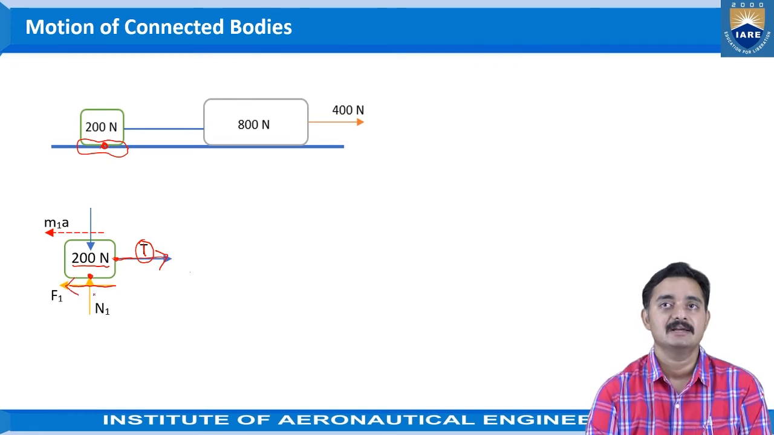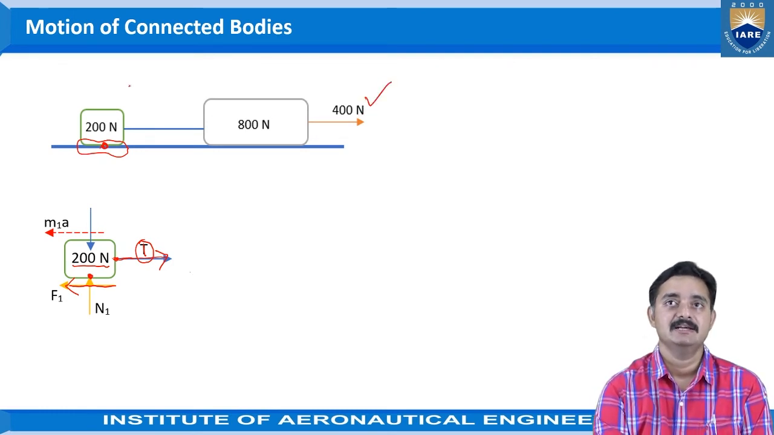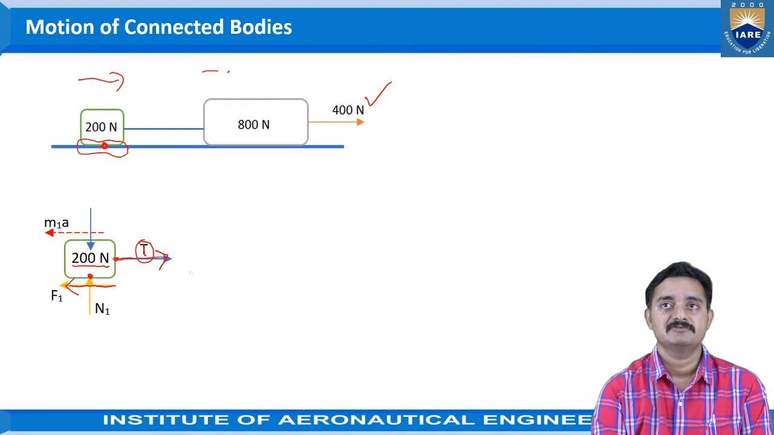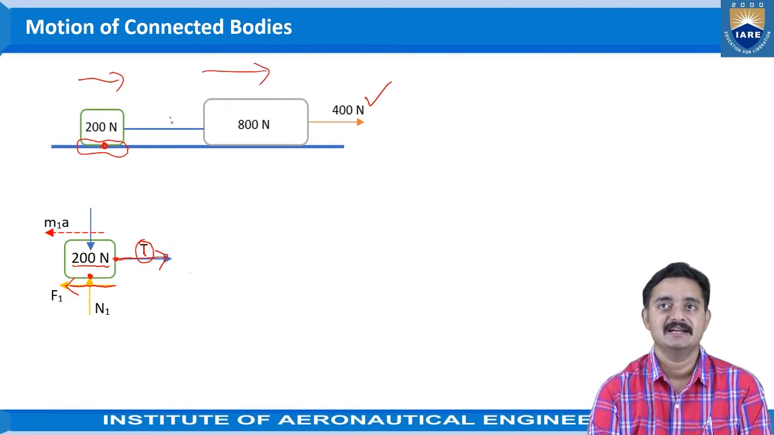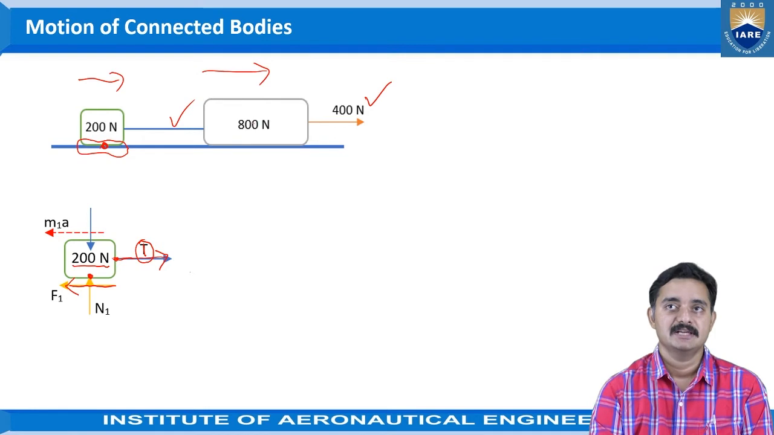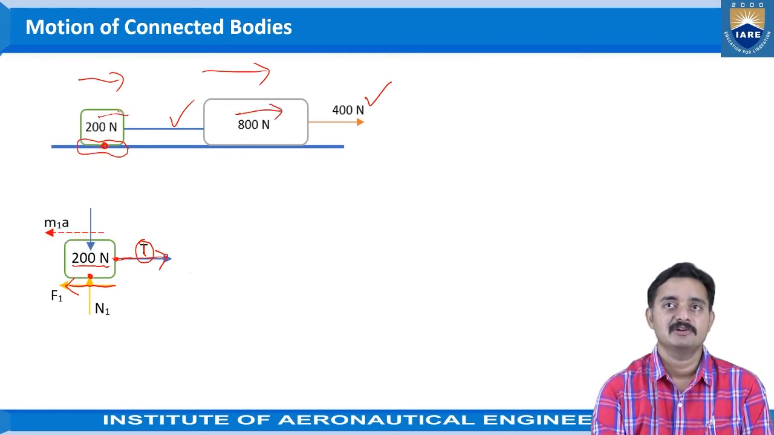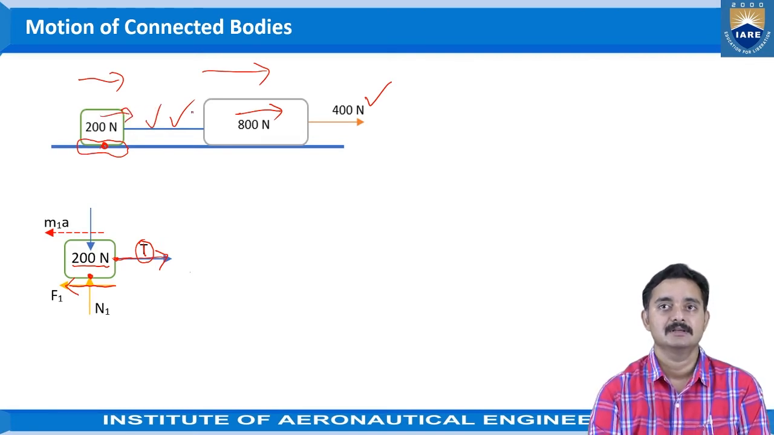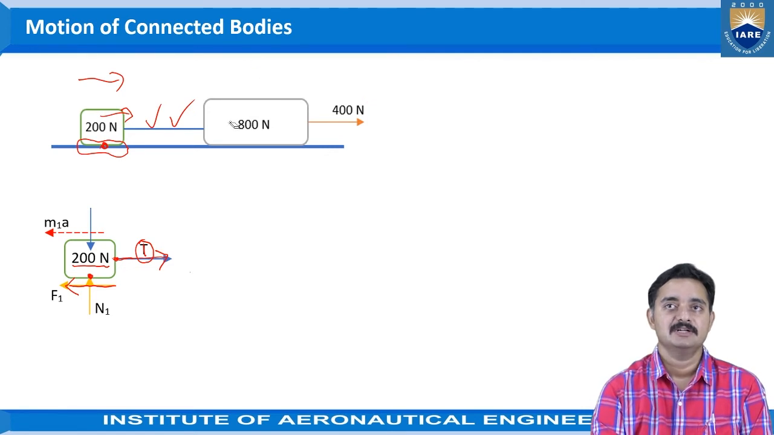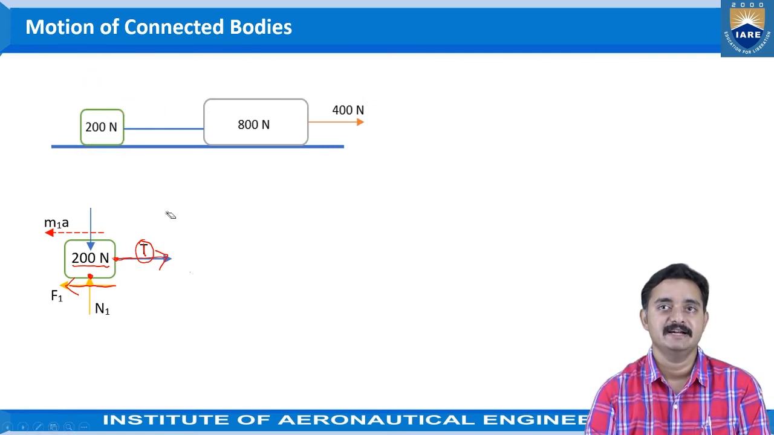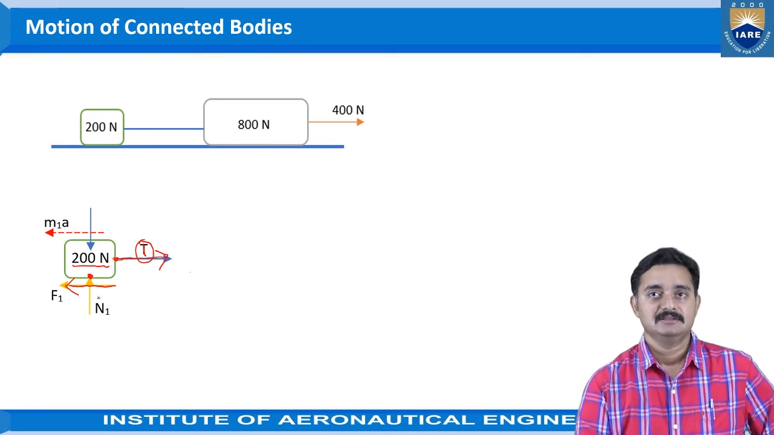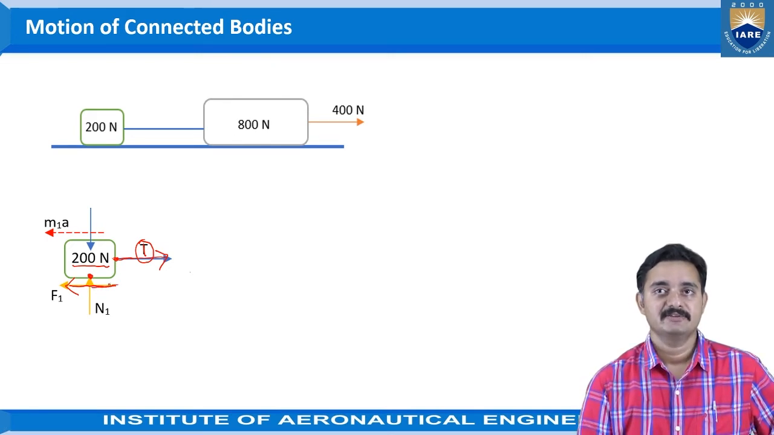Why did this happen? As we have already discussed, the force is being applied here towards the right side. So both the objects will be moving towards the right side as they are interconnected. Right? This 800 Newton block will move towards the right side, and because of that, this 200 Newton block will also move towards the right side as these are connected. Okay, so as this 200 Newton block is moving towards the right side, the frictional force at the contact surface will be acting towards the left side.